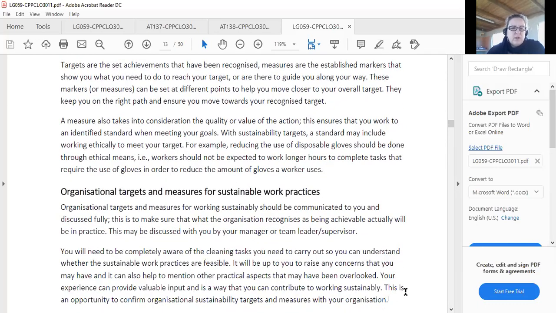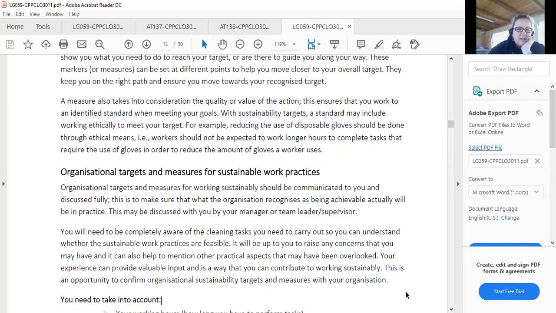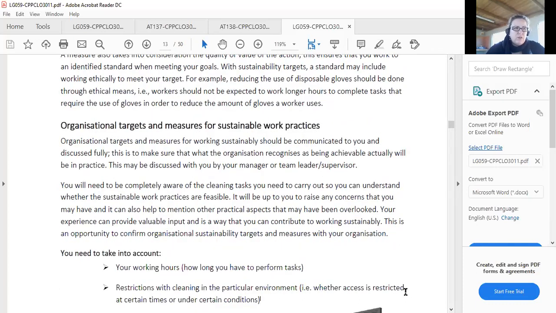A measure also takes into consideration the quality or the value of the action. This ensures that you work to an identified standard when meeting your goals. With sustainability targets, a standard may include working ethically to meet your target. For example, reducing the amount of disposable gloves should be done through ethical means. Workers should not be expected to work longer hours to complete tasks, then require the use of gloves in order to reduce the amount of gloves a worker uses. So it has to be ethical. So it has to be reasonable what they're actually asking you to do. I think at the moment with COVID, it's unlikely anybody is worrying about overusing resources, but we definitely will be paying for that in years to come.